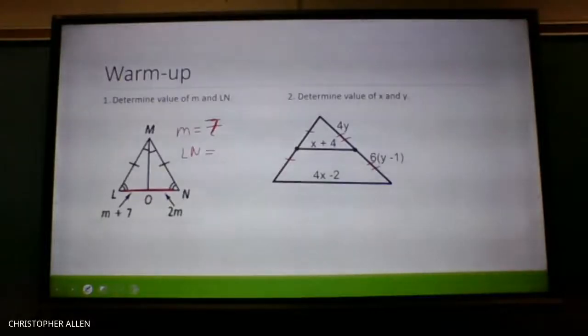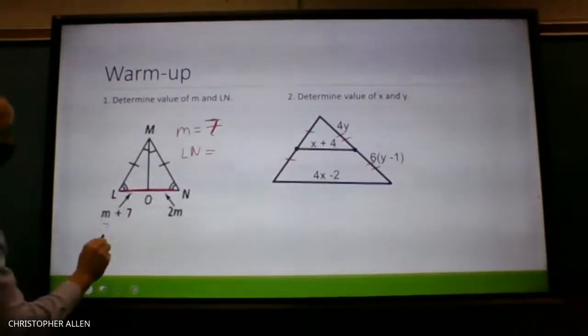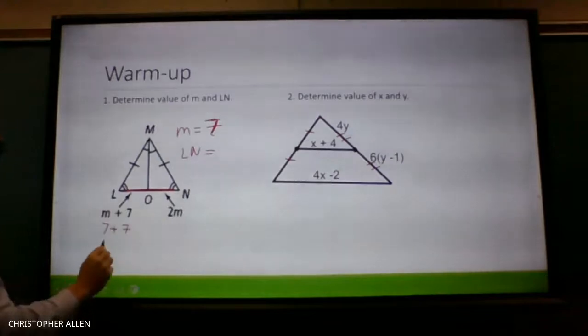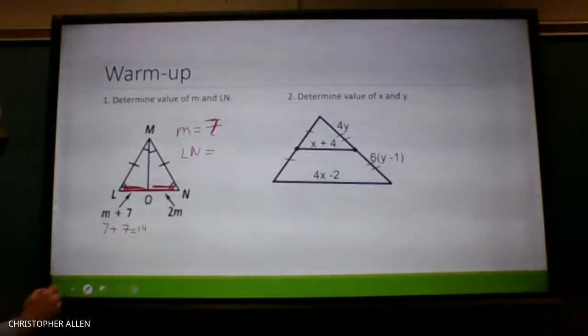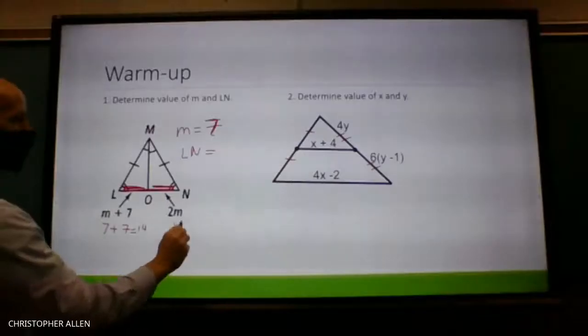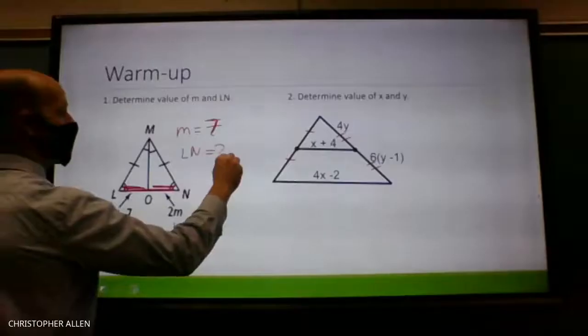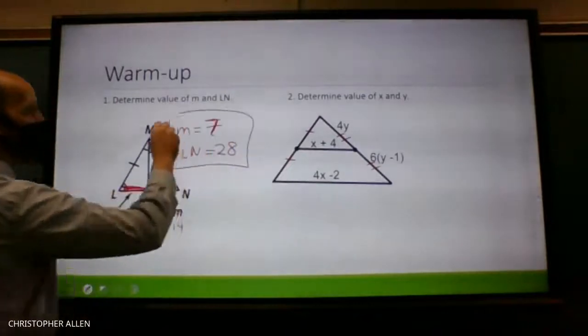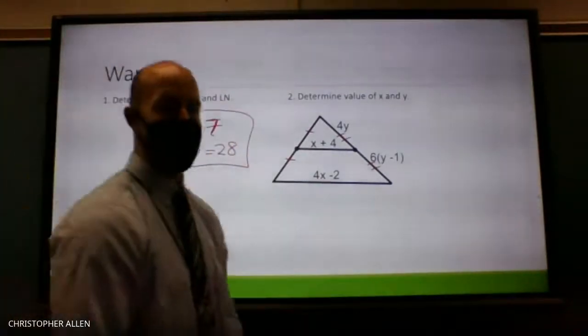So Ishmael, if M is 7, that means that this is 7 right here. What's 7 plus 7? 14, because 7 times 2 is 14. And then what's this over here? 14, because it's 7 times 2 also. So what's ln? 14. Oh, no, ln would be 28. Correct. Thank you very much, Ishmael. That's exactly right.